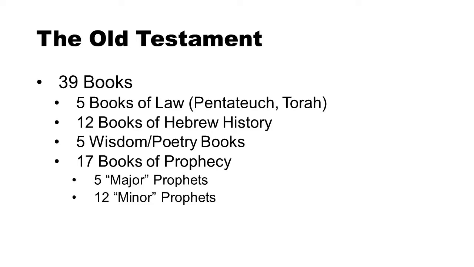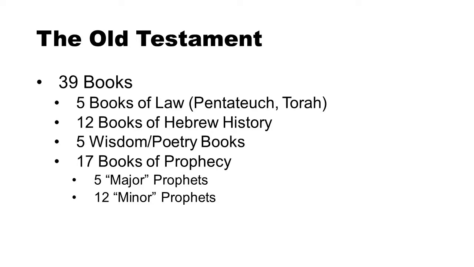But if you can just remember 3 numbers, if you can remember the numbers 5, 12, and 17. In fact, if you really just remember 5 and 12, you can remember the outline. You've got 5 books of law, 12 books of history, 5 books of poetry, 5 books of the major prophets, 12 books of the minor prophets. And that's the Old Testament.